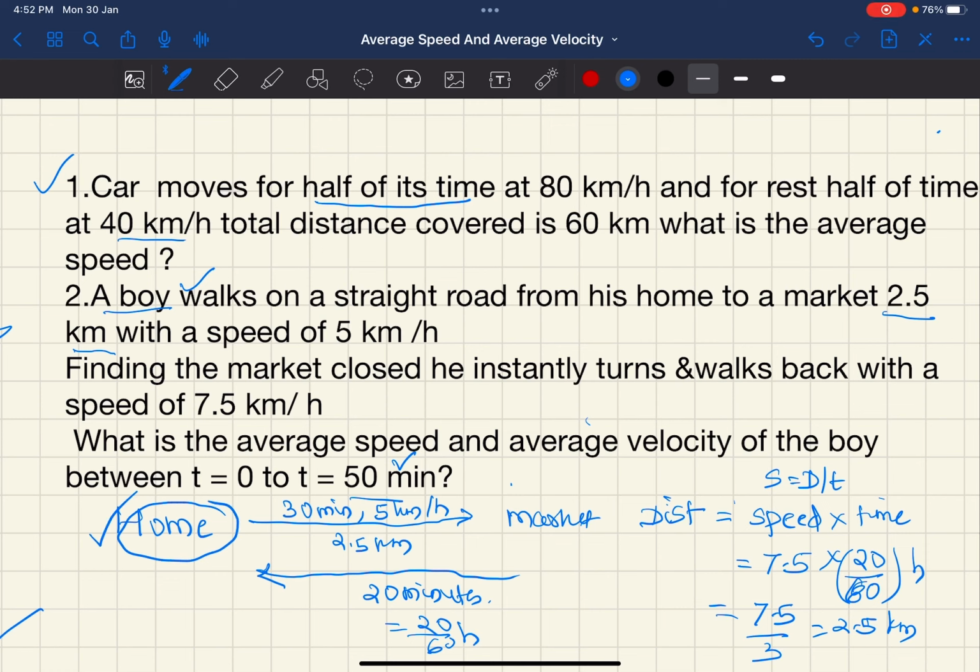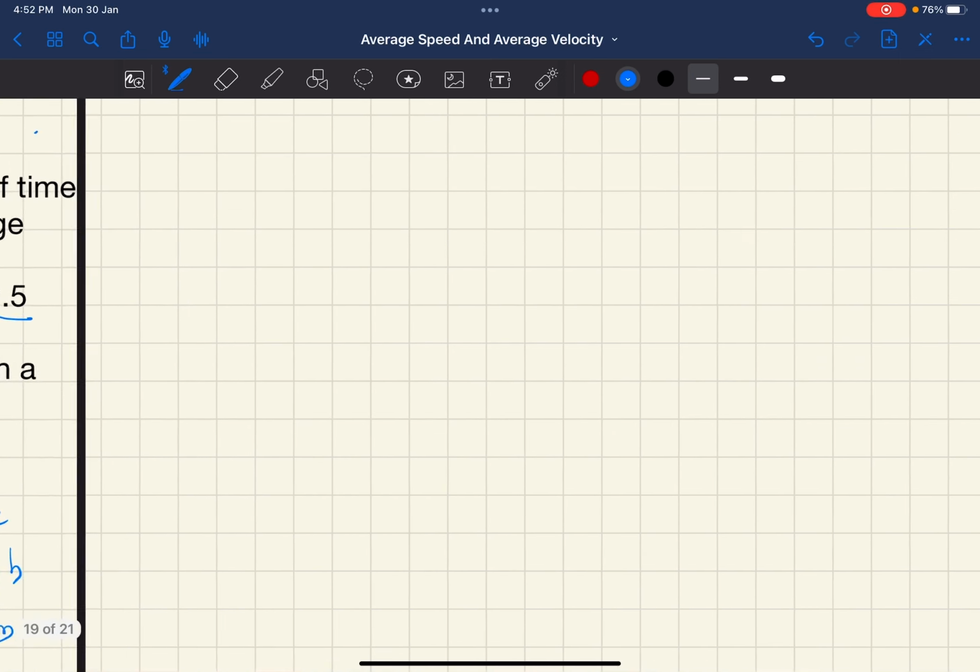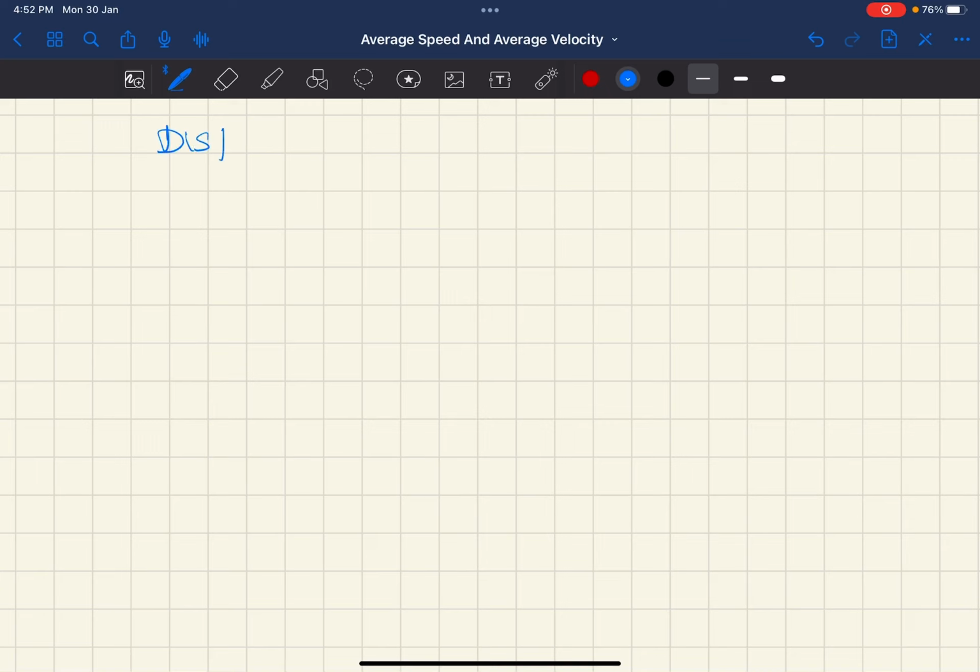When he has reached home, it means that his displacement is 0. He started from home, went to the market, and came back again to the home. So the displacement is 0. Why is it 0? Because he has gone 2.5 kilometers and then come back 2.5 kilometers, so the net displacement is 0. So the velocity, which is displacement upon time, is 0. But the speed is not 0 because he has traveled some distance.